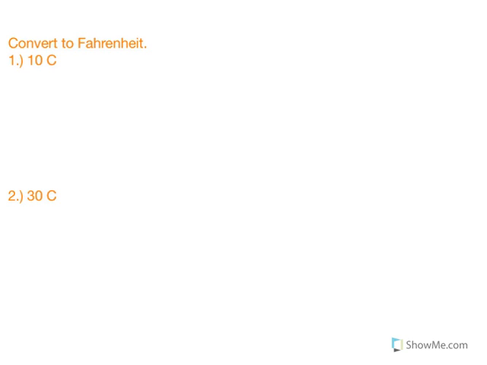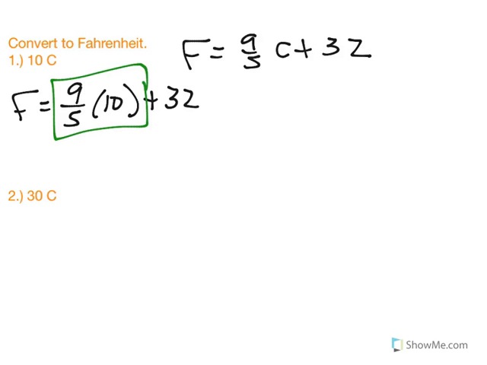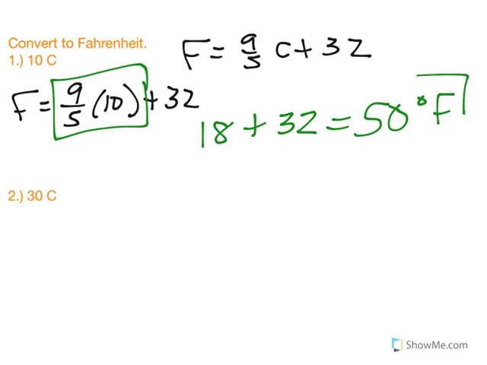All right, so we're going to do some conversions here. We're going to go to Fahrenheit first. For all of these, I'm going to be using F equals 9/5 C plus 32. So F equals 9/5 times 10 plus 32. And again, you've got to do this beginning piece first. So I will end up with 18 plus 32 for an answer of 50 degrees Fahrenheit.